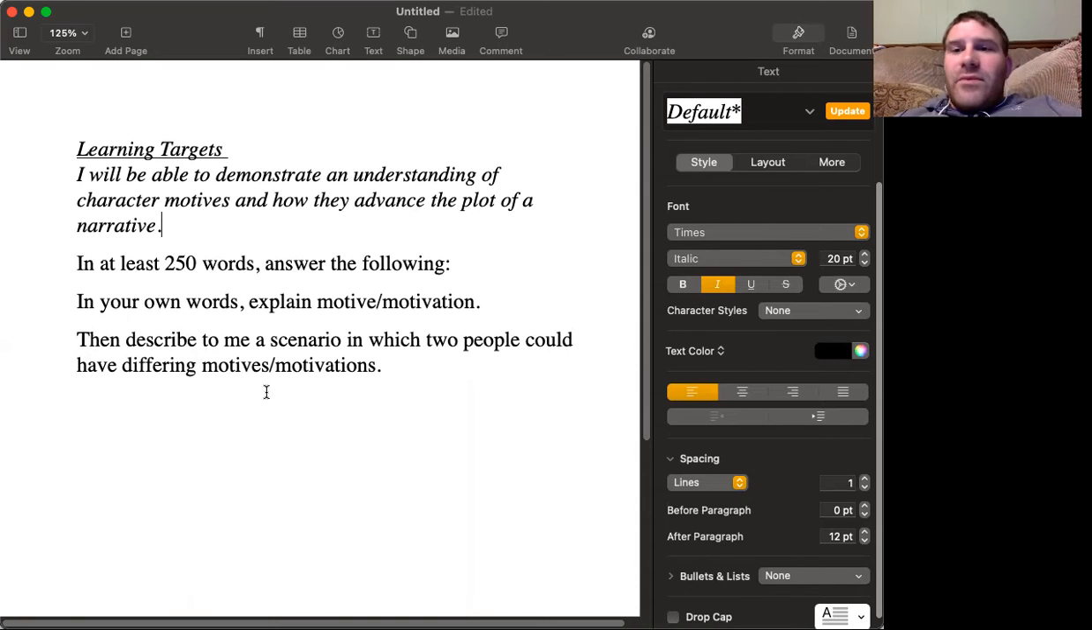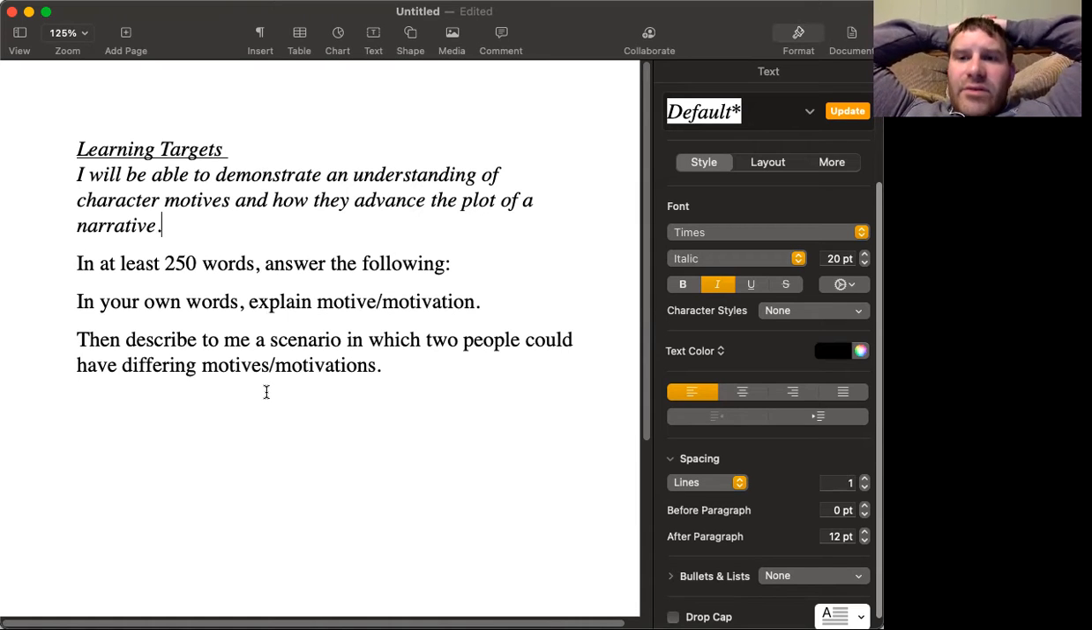So for today, for AMI Day number 6, here's what I want you to do. I want you to, in at least 250 words, answer the following. In your own words, explain what motive or motivation is. How would you explain what a motive is, and what motivation is? They're very similar. Motive is something you have. Motivation is the thing that pushes you.